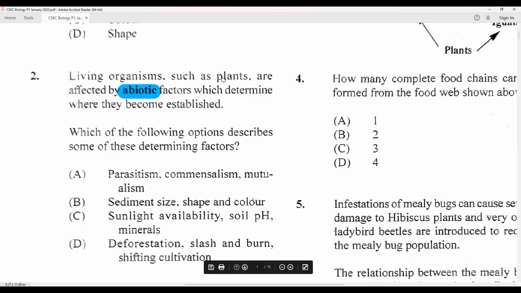Now remember, this is plants. So which of these are better for plants? It would obviously be C: sunlight availability, soil pH, and minerals.